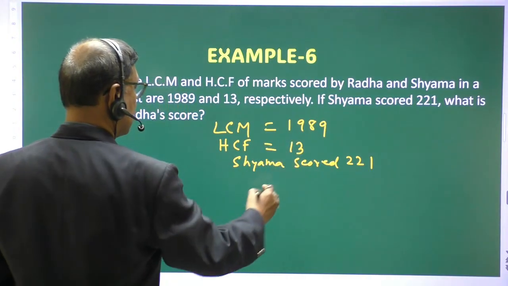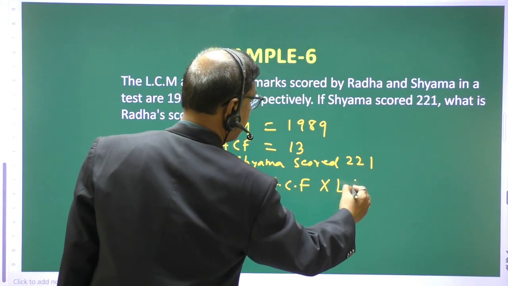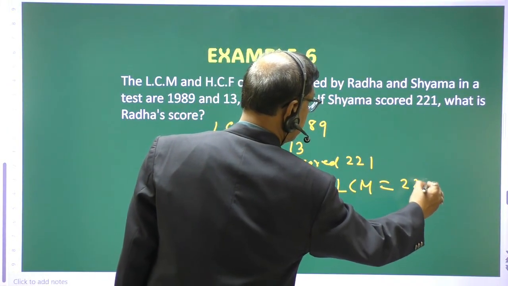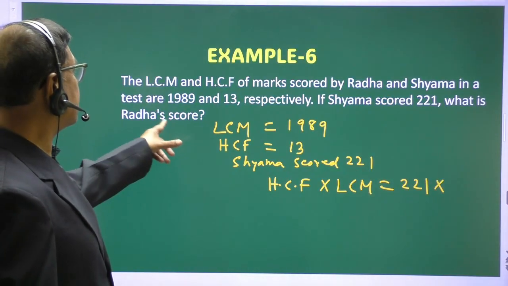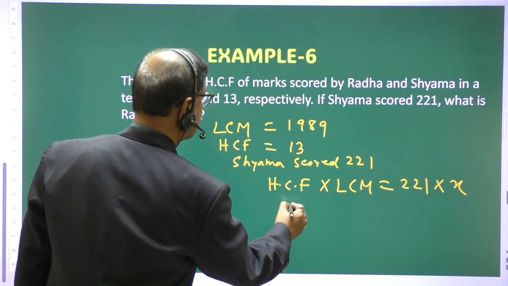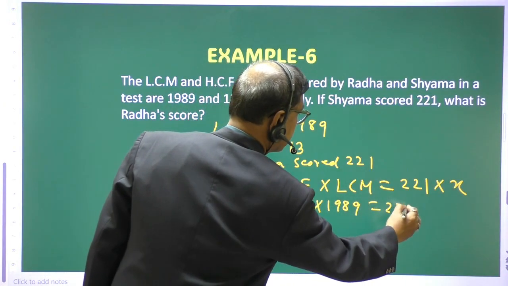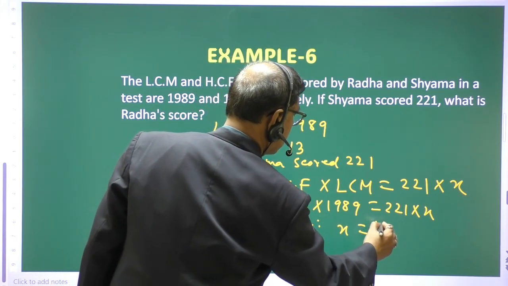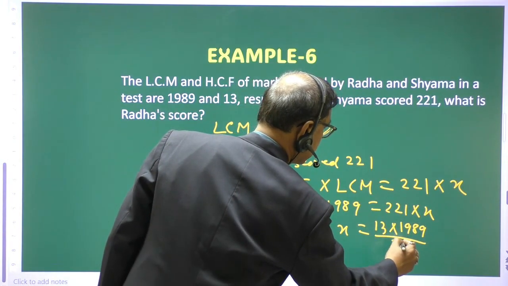So just now we have learned one relation: HCF into LCM equals the product of the two numbers. Say 221 into the other number, which represents Radha's score. If I consider that X, then HCF is 13, LCM is 1989, 221 into X. So therefore X equals 13 into 1989 upon 221. Clear?